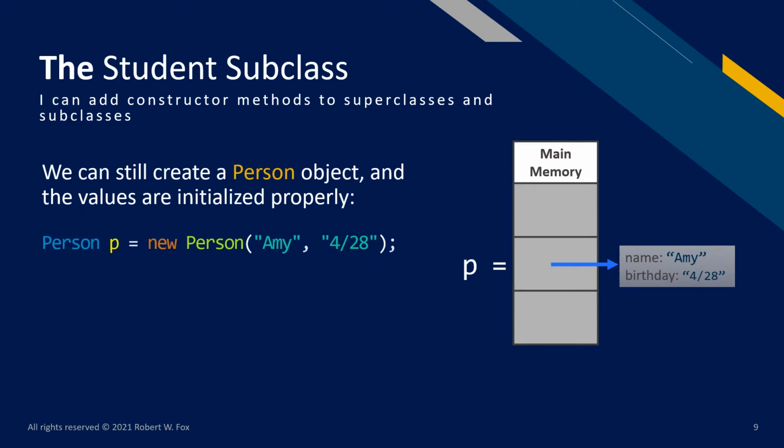Now when we create a person object, we can send those values to the constructor, in this case Amy and 428, and we can see from the memory diagram that the values get initialized, not to null, not to their default values, but to the values specified by the parameters.